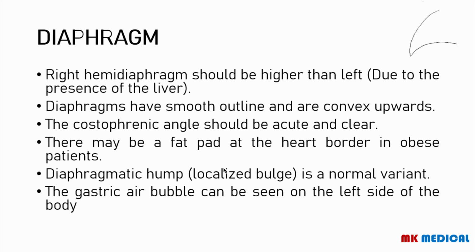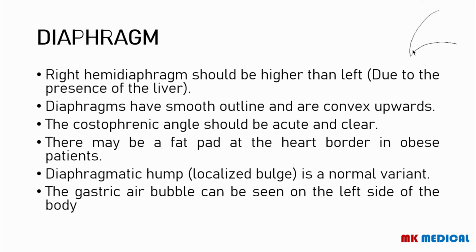Remember that the right hemidiaphragm is generally higher than the left hemidiaphragm, because on the right side you have the liver. The diaphragms have a smooth outline and they have a convex upward direction. And you see this angle here is referred to as the costophrenic angle. It is acute and it should be clear. You should be able to visualize it.